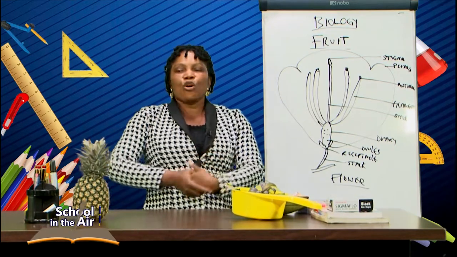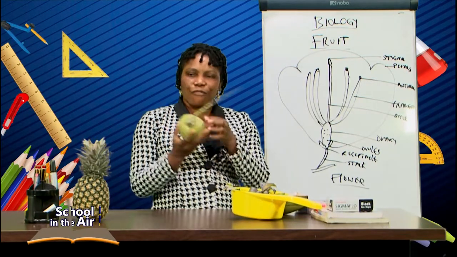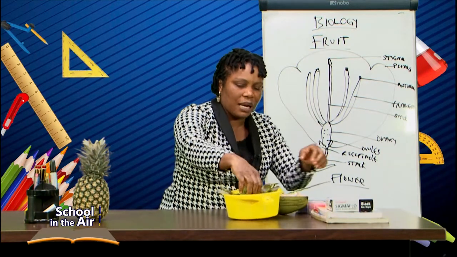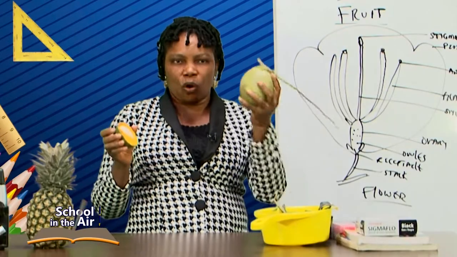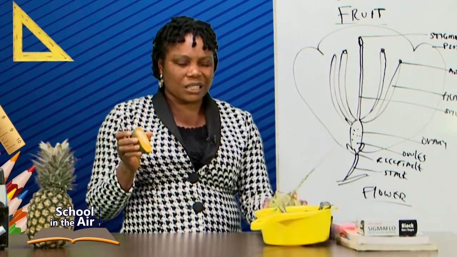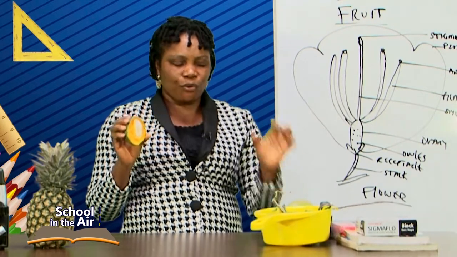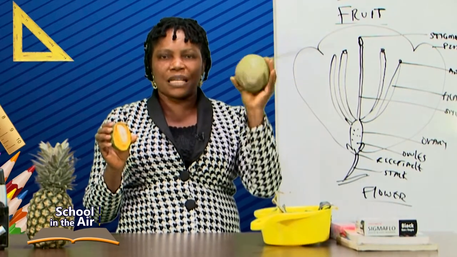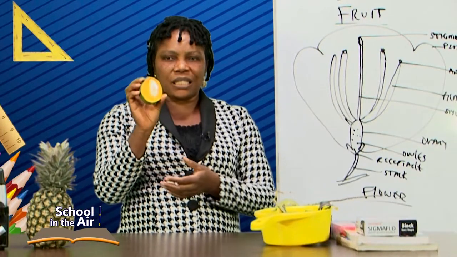Now that takes us to the structure of a fruit. Now when you consider a typical fruit like coconut or apple or mango fruit like the one I have here, you discover that a fruit is made up of a fruit wall which encloses one or more seeds. A fruit is made up of a fruit wall or pericarp. Another name for the fruit wall is pericarp. And this fruit wall encloses one or more seeds depending on the type of fruit.